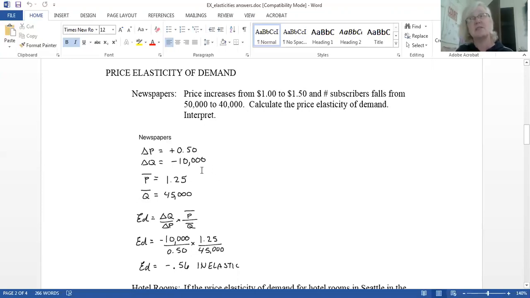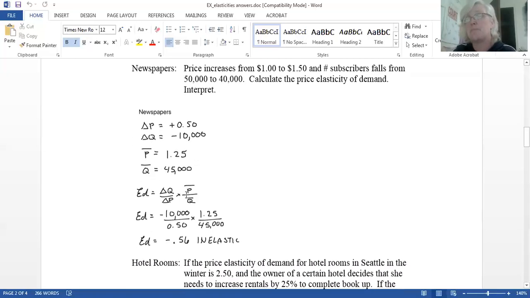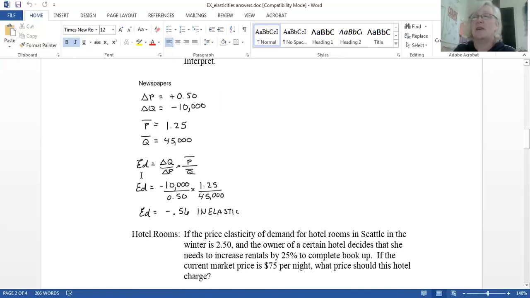Okay. Now notice in this problem, you are given both prices and both quantities. So in this case, you are going to use the midpoint formula. We have everything we need to be able to do that midpoint formula. So I need average price: halfway between $1 and $1.50 is $1.25. Halfway between 50,000 and 40,000 is 45,000. So I wrote down average P, average Q. Now I'm going to take these numbers, plug them into my formula, which says that the elasticity of demand is equal to change in Q over change in P times average P over average Q. Not a typo. Notice the P's and Q's are flipped from each other.